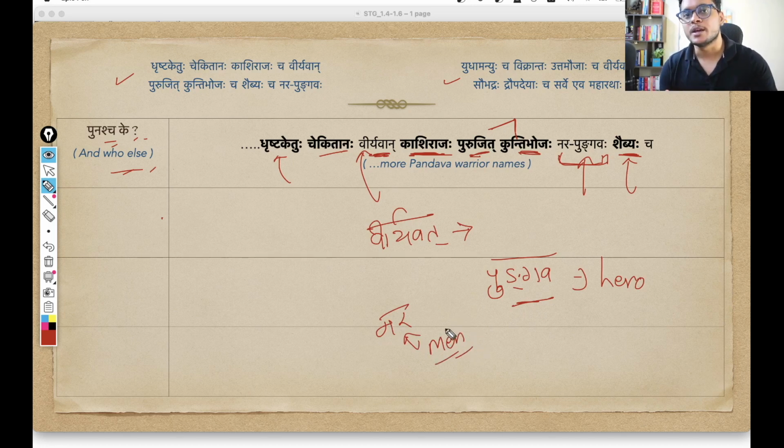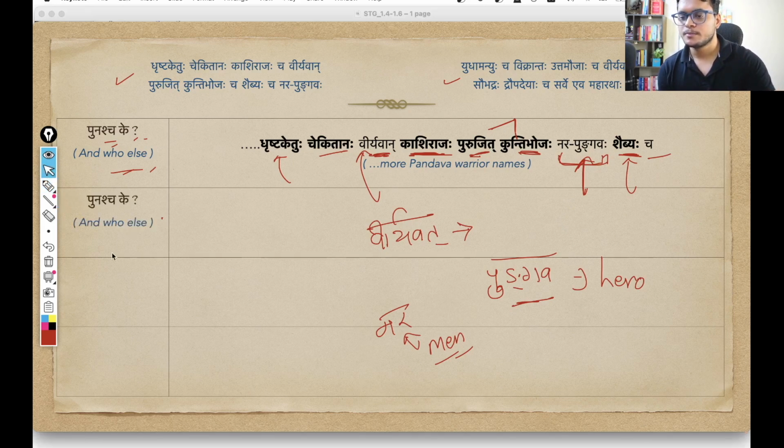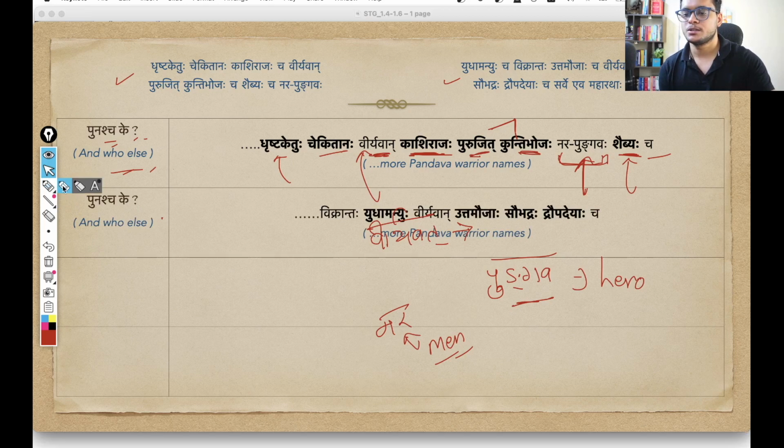So, hero among men, the most eminent person among men. Narpungava, Shaibya. Shaibya, one of the warriors of the Pandavas, is being addressed as Narpungava, a hero among men. Cha, again, simple as that. So we'll move forward. Punaschike and who else? The list goes on. All these were present in the fifth shloka.